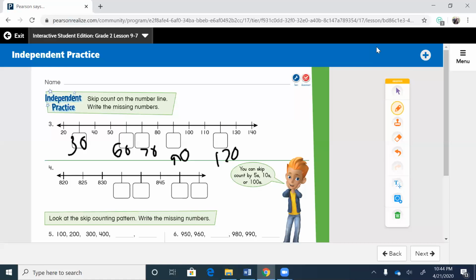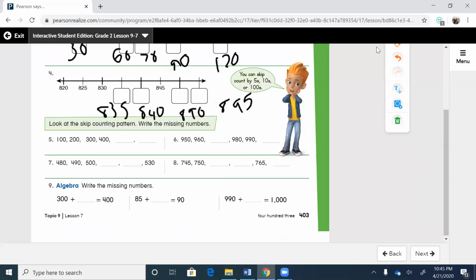All right, let's count. 820, 825, 830, 835, 840, 845, 890, 895. Do you notice the pattern 0, 5, 0, 5, 0, 5?